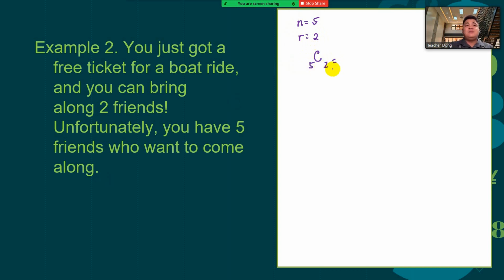So let's see how many possible arrangements of your friends. Separate yourself. Your n is not 6, rather it's only 5 because we're only talking about the number of friends, which are 5, and you are going to bring with you two of them, right? So combination of 5 taken 2 at a time is 10 combinations or arrangements. As simple as that. So you have 10 possible options for choosing 2 of your 5 friends. Let's proceed.